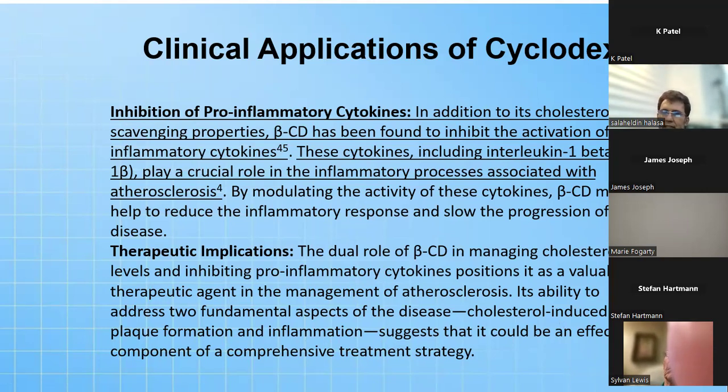Because atherosclerosis is not just fat plaques, but also part of it is an inflammatory process and fibrosis. And if you have something that has an anti-inflammatory effect, I don't know if it has an anti-fibrotic effect, but anti-inflammatory effect, in addition to clearing the blood vessels from all this extra fat, plaques, that's a good thing for management of atherosclerosis. So it addresses two fundamental aspects of the disease: the cholesterol-induced plaque formation and inflammation, and this suggests that it could be an effective component of a comprehensive treatment strategy.